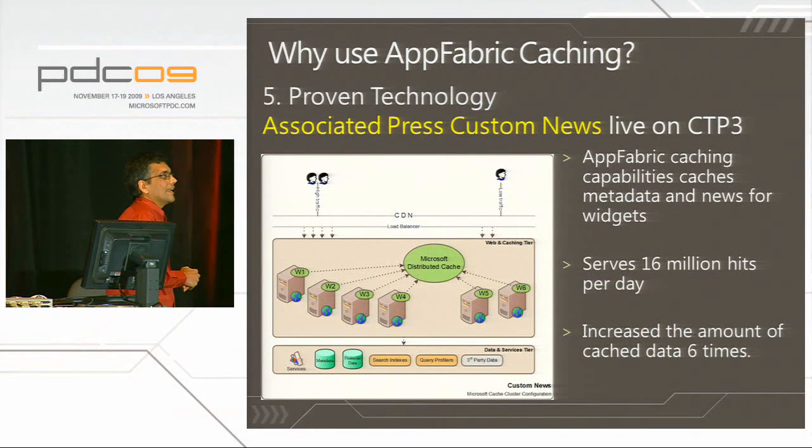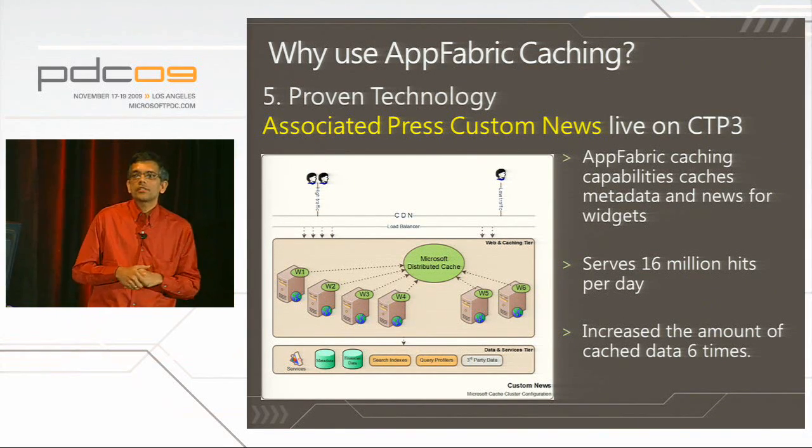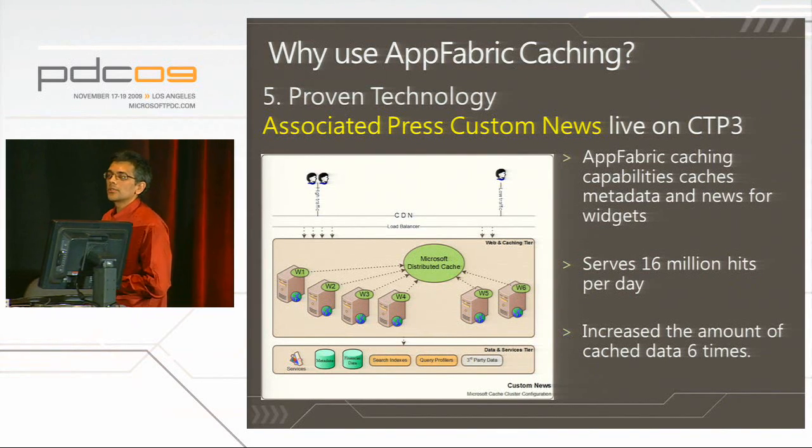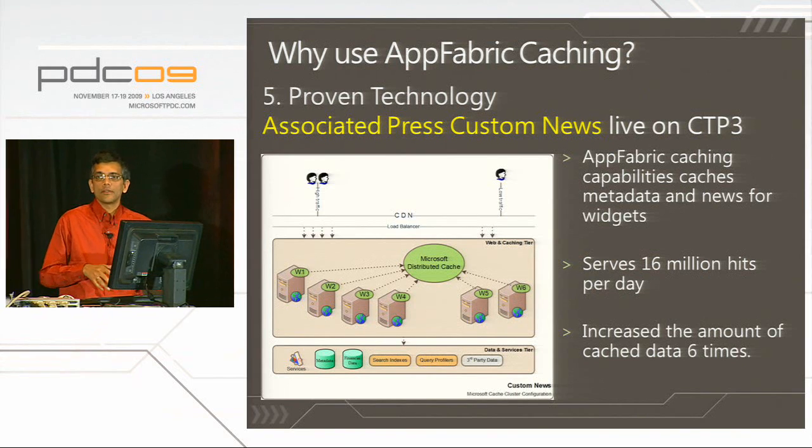Fifth point, it's actually live in production. A lot of customers are actually depending on it. Associated Press, for example, is running all their custom news live on CTP 3 bits themselves. They get about 16 million hits on this cache servers.